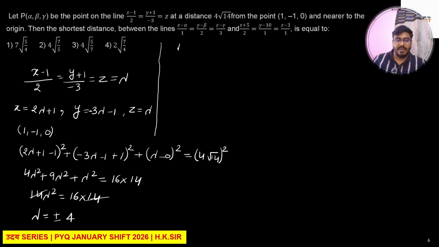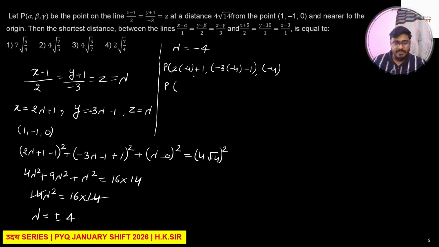So when you take lambda equal to minus 4, what are the coordinates of point P? Put lambda equal to minus 4 here. So 2 into minus 4 plus 1 comma minus 3 into minus 4 minus 1 comma minus 4. So point P is minus 8 plus 1, minus 7, comma 12 minus 1, 11, comma this one is minus 4. So this is point P.